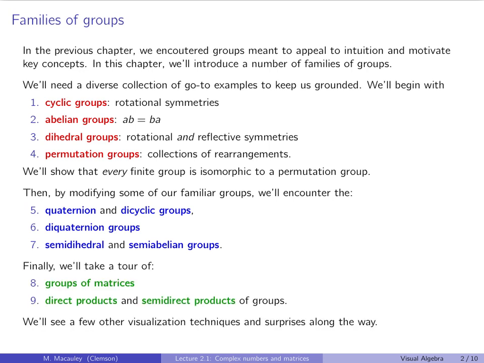Finally, we'll take a tour of 2 broad families of groups at the end of this. First of all, groups of matrices, and pretty much all of these things, if they're finite, can be represented with matrices. And then we'll look at groups that break up as direct products or as semi-direct products. And again, a whole bunch of groups in these families break up that way as well. We'll see a few other visualization techniques and surprises along the way.